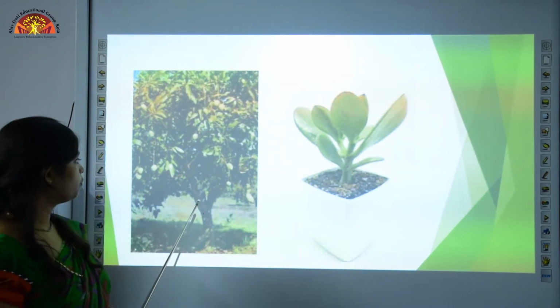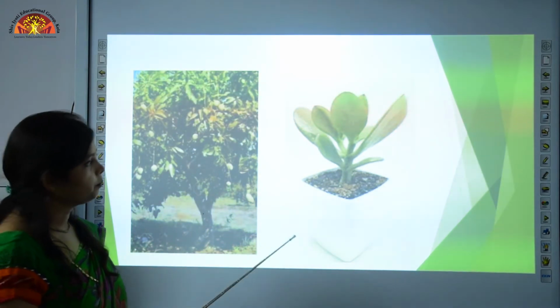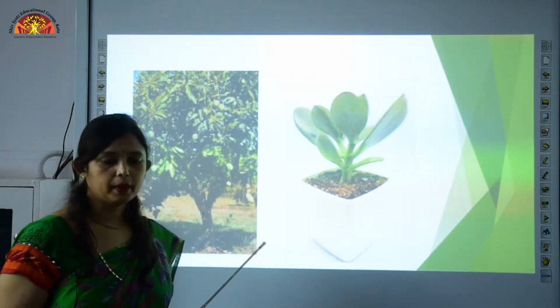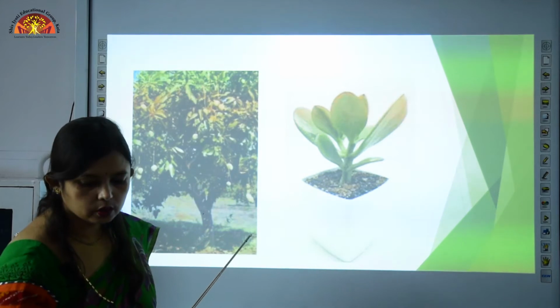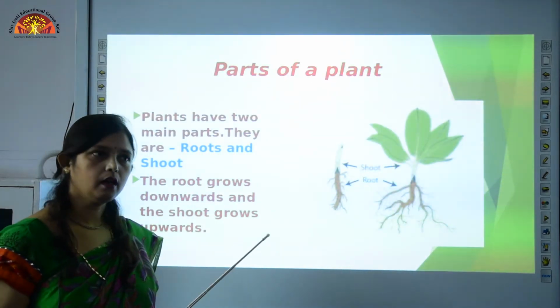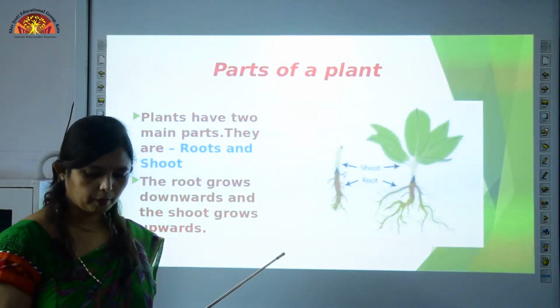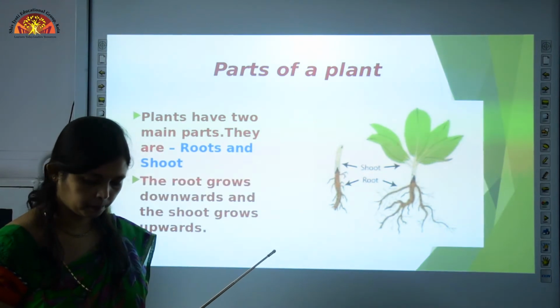Some plants are very big like mango tree, peepal, neem tree, while some plants are small like money plant, rose plant, tulsi. Some plants are weak and some plants are strong. So there are variety of plants. Now we will discuss about parts of plants.